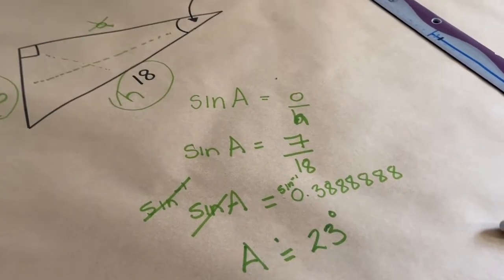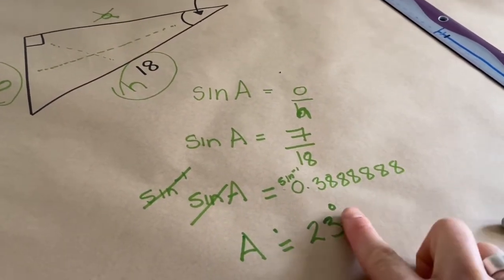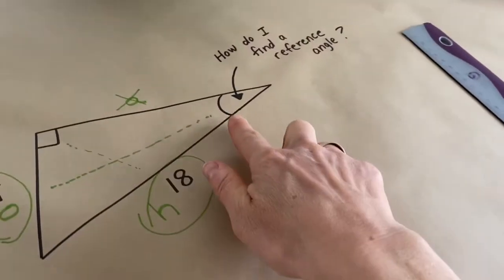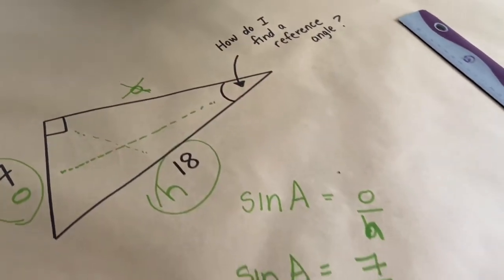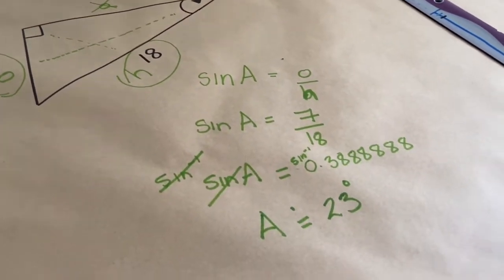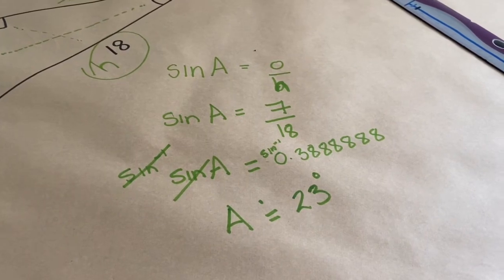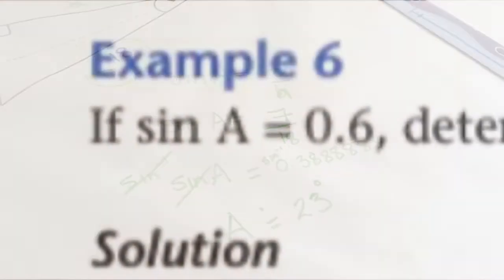Our calculator tells us that the angle is 23 degrees. So this angle right here is 23 degrees. Let's try a question from the trigonometry booklet that you all have at home.